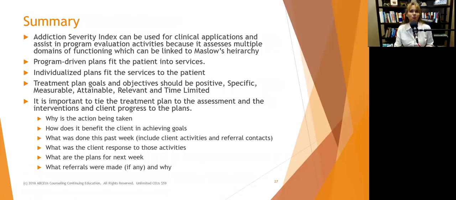What was the client's response to those activities? So if they're on 1A and they're stuck, well, stuck is the response. So we need to look at why they're stuck and what to do about it. What are the plans for next week, and what referrals were made, if any? So we want to make sure we get those in there.